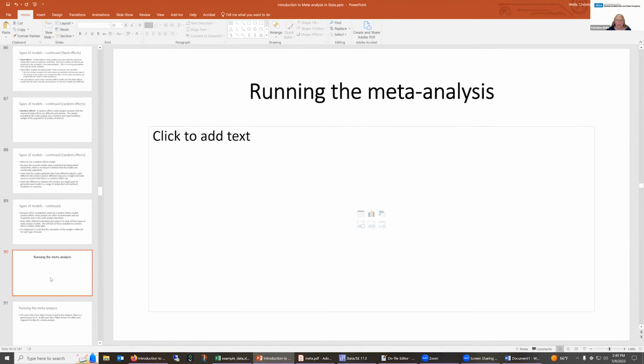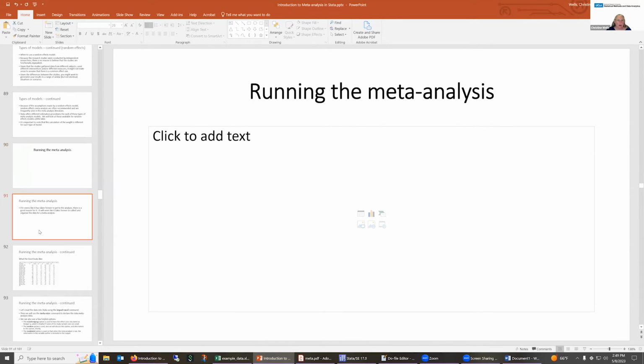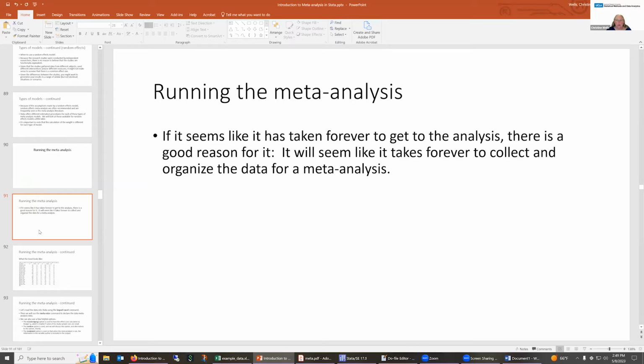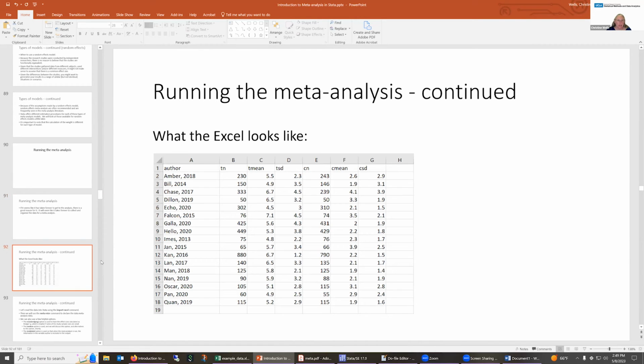Okay. Running the meta-analysis, guess what? We are finally up to the point of reading in data. Okay, three cheers for reading in data. All right, before we get to this, any questions?